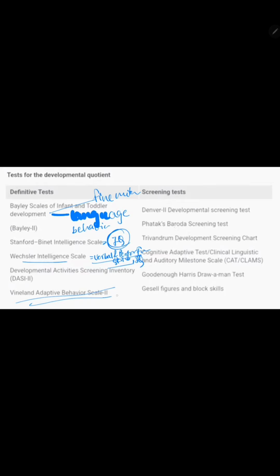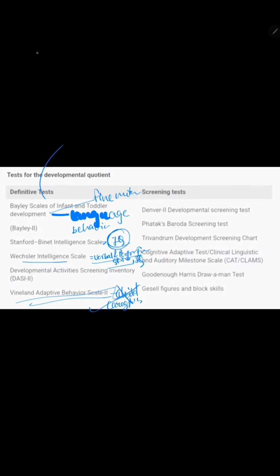And we do not ask the patient, meaning the child, we do not ask the child here, but instead we ask the caregiver. Okay, that's very important to know over here.